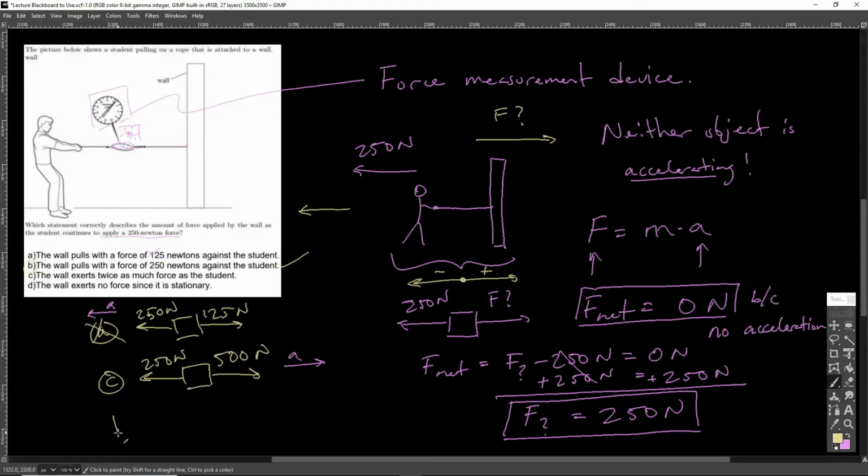We know that we don't want this to accelerate. These two guys are just hanging out. The wall's not accelerating, and neither is the guy. So you know the net force has to equal 0. Let's look at this one. The wall exerts no force since it's stationary. This one was probably the most tempting for anyone that doesn't truly understand force yet. Well, if it exerted no force, guess what? There would be one force in this diagram, and it would be the guy pulling backwards with a 250 Newton force. Notice it says stationary. The only way that this wall can stay stationary is if it pulls backwards.